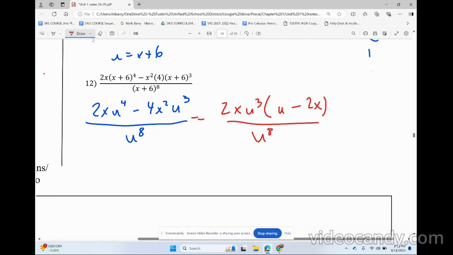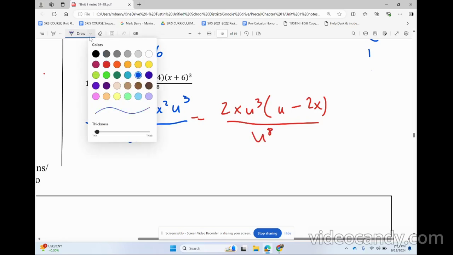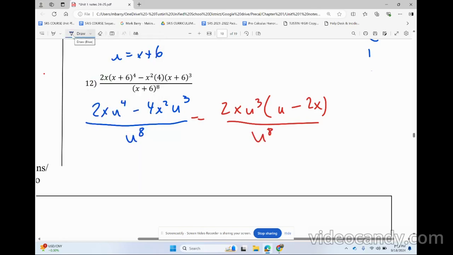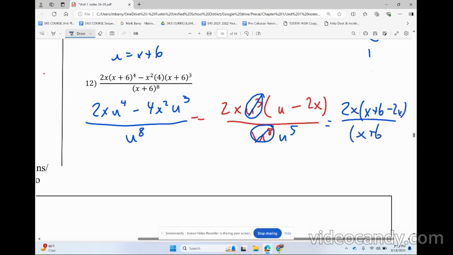Okay, now we can actually subtract these exponents. I call it the battle. So these 3 u troops fight these 8 u troops, all of these 3 die, and then some of these die, but there's 5 left over. Just get that by subtracting, and they are on the bottom. And now I think I can plug back in, so I get 2x, and then inside of here, I'm going to plug back in that x plus 6 for u, minus 2x. And on the bottom, we have x plus 6 to the 5th power, plugging that u back in as well.